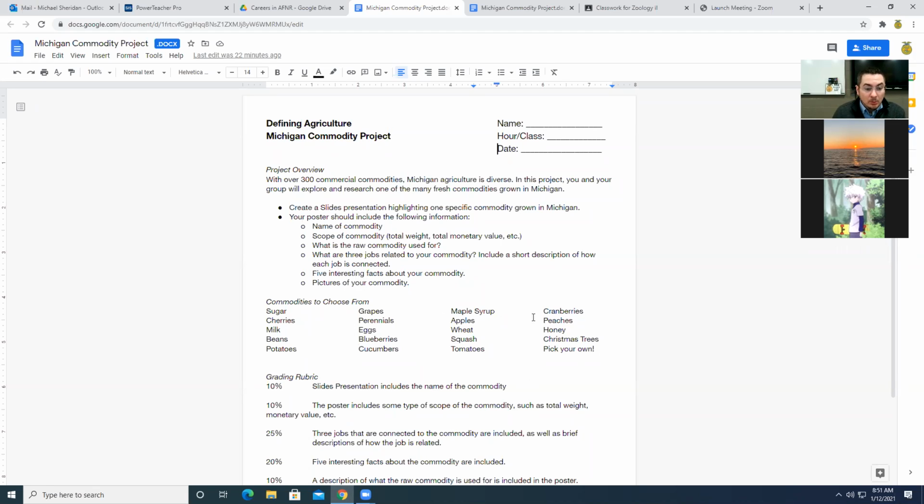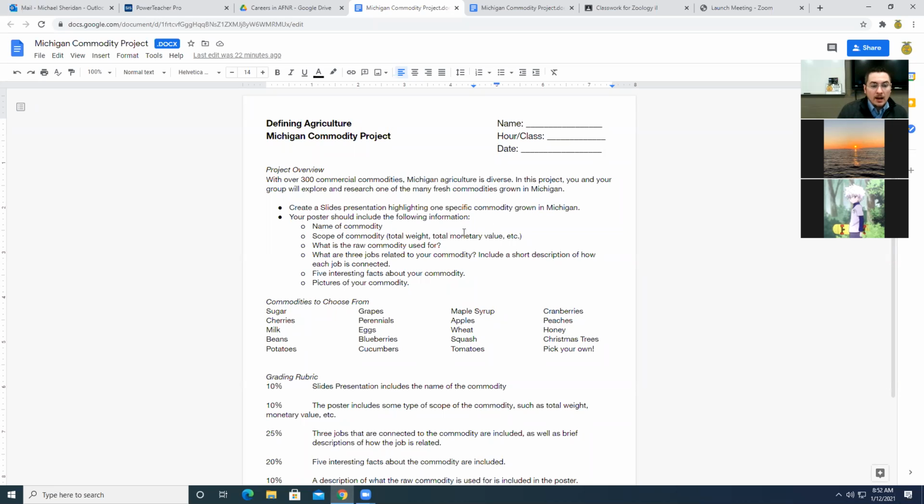I gave you some examples of some of the more than 300 commodities that are produced here in Michigan. There are more. You're welcome to pick something that is a passion of yours. But in your slide deck, I want to make sure that you have the name of the commodity, the scope of the commodity, meaning how much is produced, the total weight, monetary value, however you can find that information.